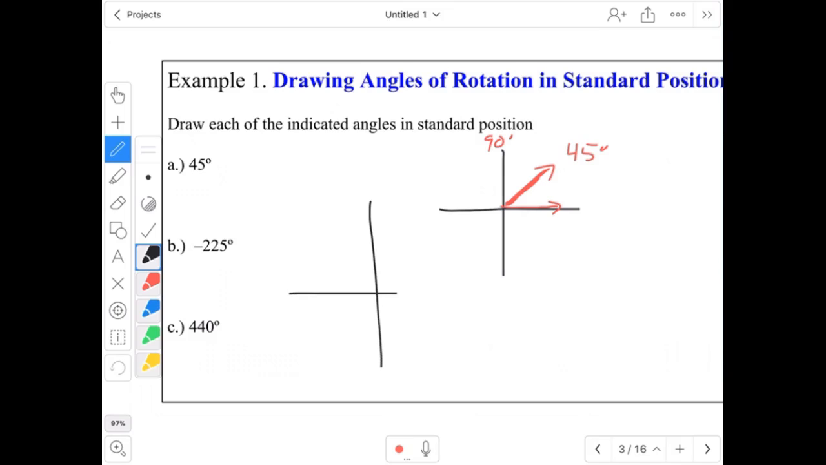If I'm going to do negative 225, that means I need to go into the clockwise position. And again, here is my initial side. A good indicator here would be using that 180 degree mark. So I know I've gone negative 180 degrees at this point, and in order to get to negative 225, that would take an extra 45 degrees from that point. So just doing my best to cut that second quadrant in half, this would be our negative 225 degrees.